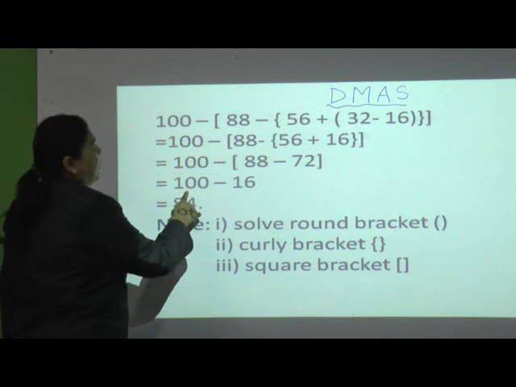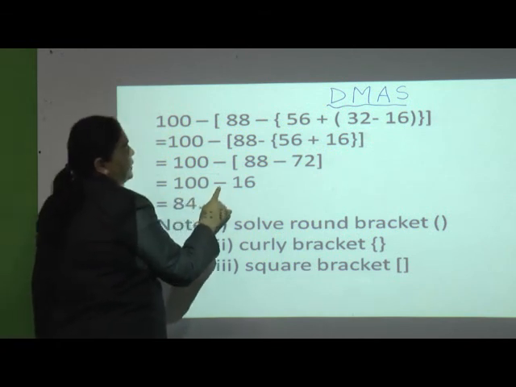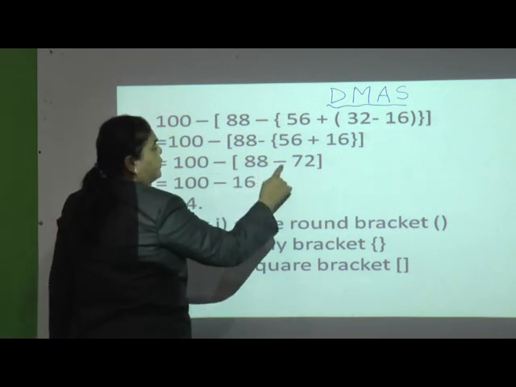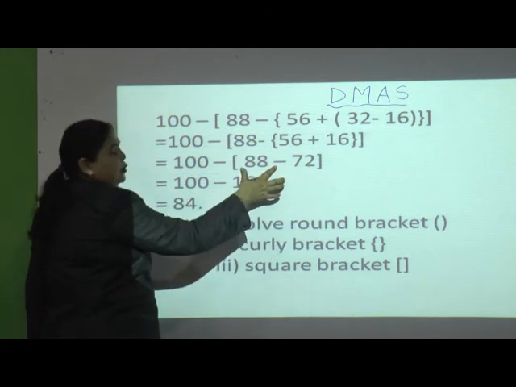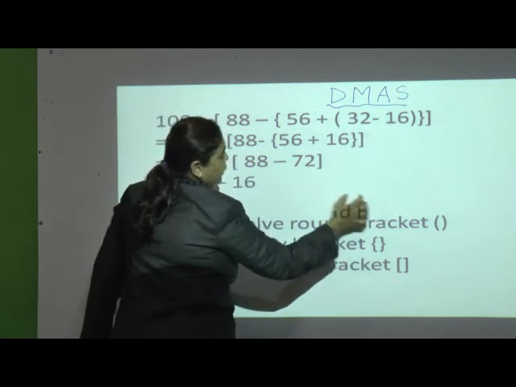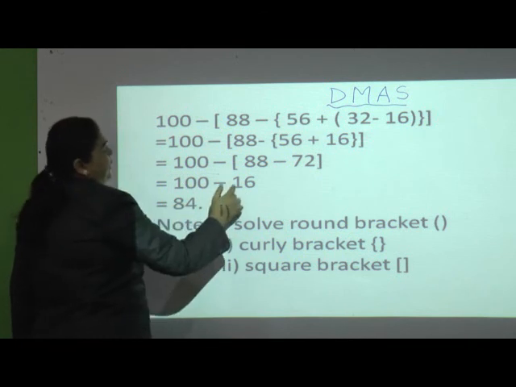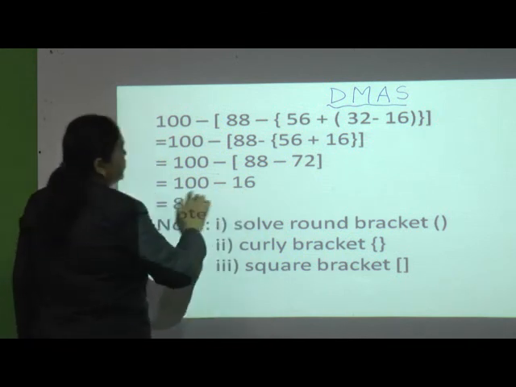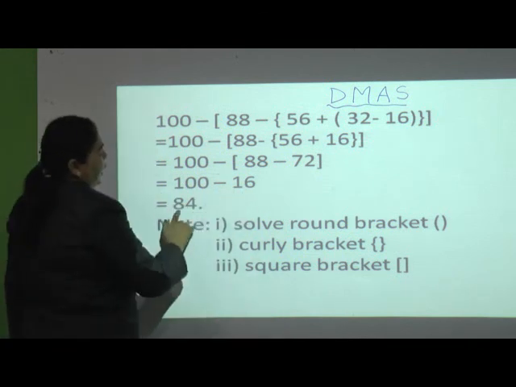Now next step, write 100 as it is, minus 88 minus 72. If you are unable to do it, you can do the rough work here on your right hand side, it is 16. Now you can do this, 100 minus 16 is 84.